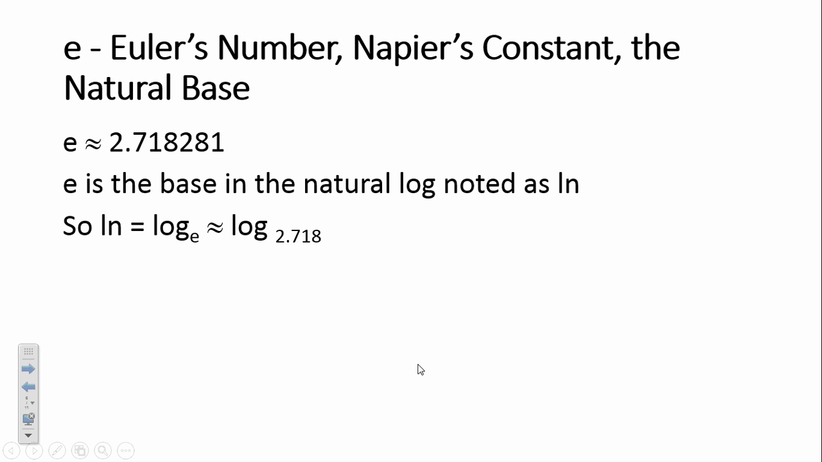And it's the base in the natural log, which we'll talk about tomorrow. So the natural log is also known as the log base E, and it's about equal to the log base 2.718. Log base 10, yep. On your calculator is log base 10. Okay. Everybody done writing?